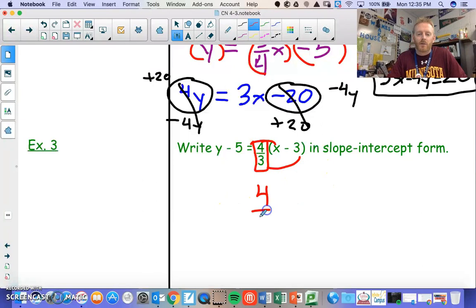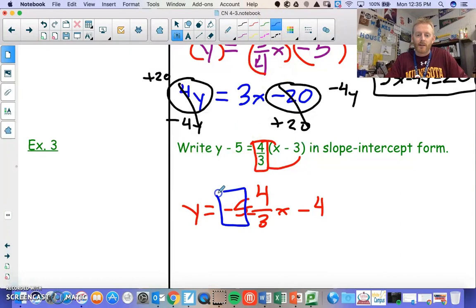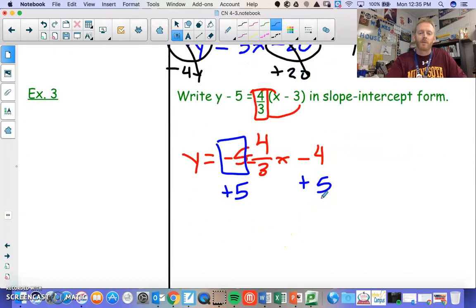So it becomes 4/3 of an x, and then 4/3 times a -3 makes a -12/3, which is just a -4, so that turns into that. And then on the left side, we still have a y minus 5. So our job is to put it into slope-intercept form, so we need to make it say y equals, which means that this minus 5 needs to move to the right side. So we're going to add 5 to both sides, and we'll keep scrolling down here.